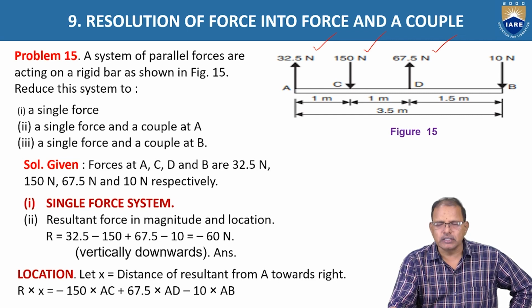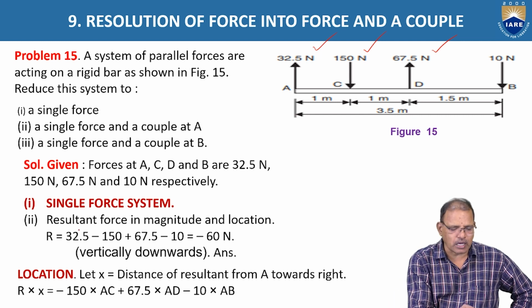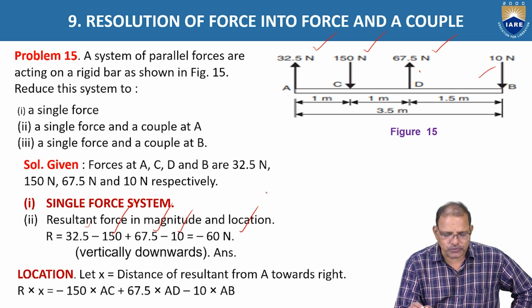Here, when we are taking the resultant of 4 forces, since all the forces are acting in vertical directions, the algebraic sum of the forces in vertical direction is equal to the resultant of all the forces. While taking the algebraic sum, the forces acting upward are positive and downward forces are negative. Hence, the single force R is equal to 32.5 minus 150 plus 67.5 minus 10, which is equal to minus 60 newtons. That is, the resultant force is acting vertically in downward direction.